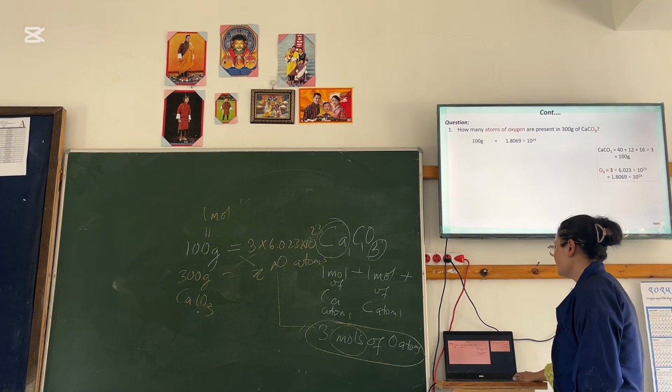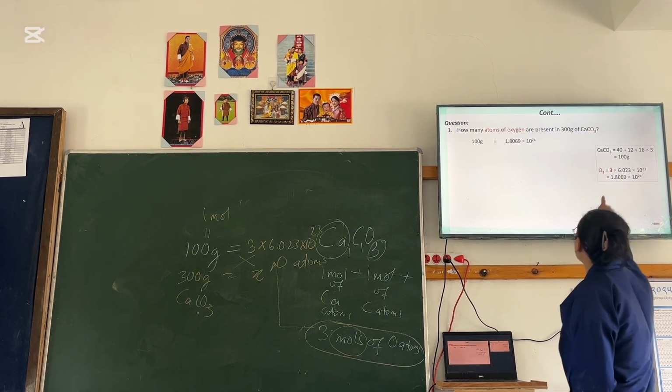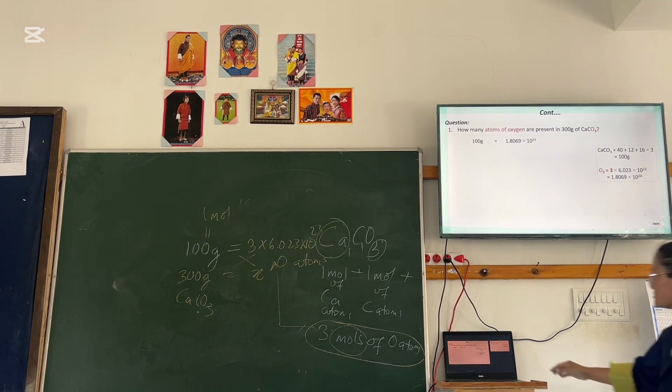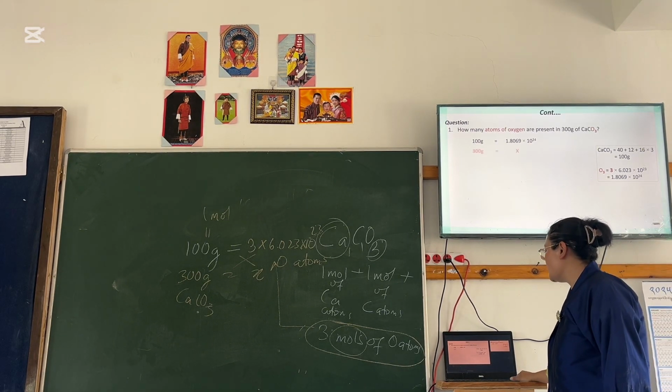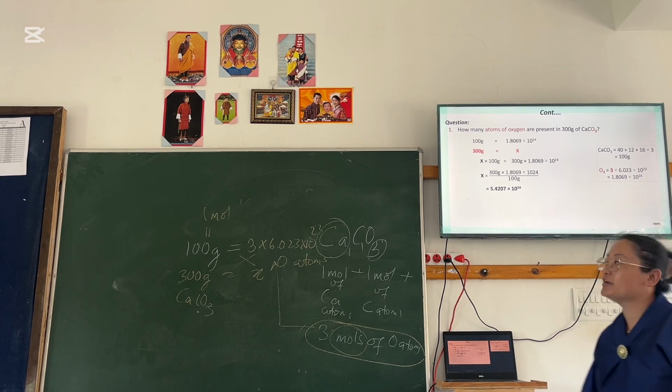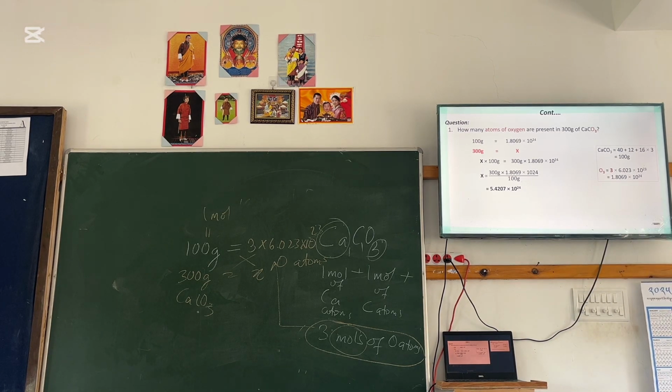Look at what we did here: O3, 3 moles. That many oxygen atoms are present in those 100 grams. So we have 300 grams. How many atoms of oxygen are there? What do we get? 5.4207 times 10 to the power 24 oxygen atoms are present in 300 grams of calcium carbonate.